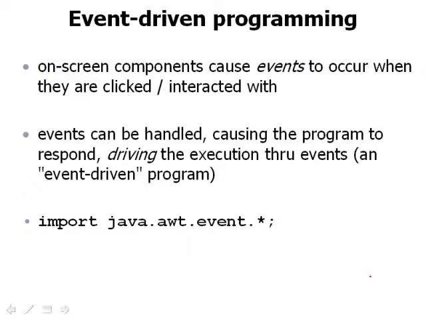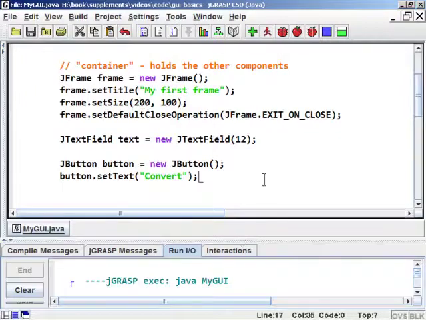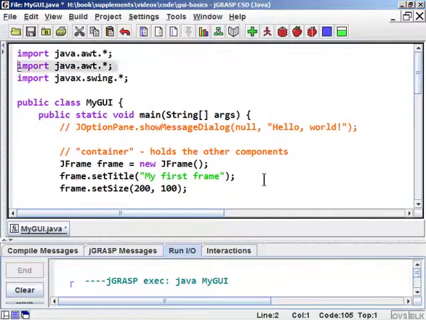So event-driven programming is the idea that you could click on one of these controls or interact with them, and that would cause something called an event to occur, and that would be something that our code could respond to. We could say, when this button gets clicked, I want to handle it in the following way. And so this idea is called event-driven programming. If we want to respond to events on these graphical components, we have to import another package called java.awt.event.*. So back in our program up here at the top, we're going to say import java.awt.event.*.